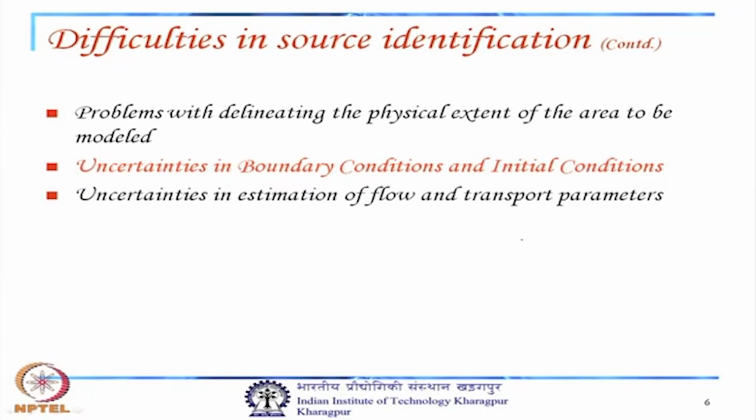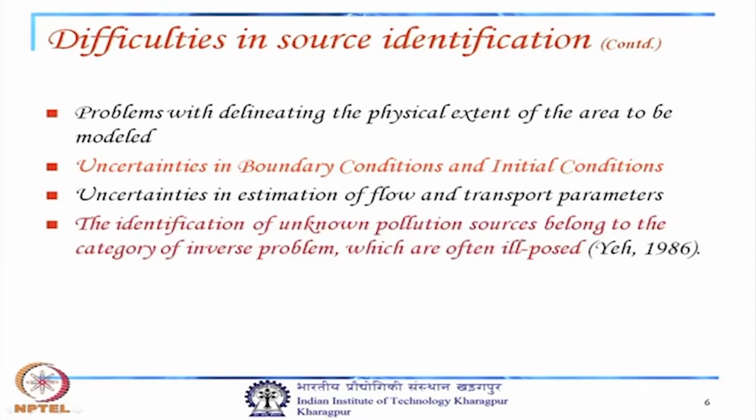Uncertainties in estimation of flow transport parameters. So, uncertainties are also there in terms of estimation of flow transport parameters like hydraulic conductivity, longitudinal dispersivity, transverse dispersivity. These can play also important role in modeling and identification of sources.